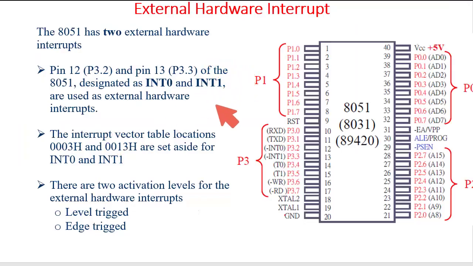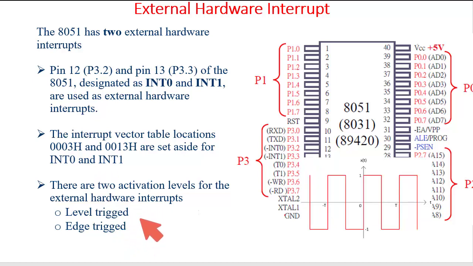Next, external hardware interrupt. In the 8051, two pins, P3.2 and P3.3, are used as external hardware interrupts. The external interrupt might come from a switch or from different sensors. When INT0 comes, the execution will shift to memory location 0003H. When INT1 comes, the execution will shift to memory location 0013H. There are two activation levels for this external hardware interrupt. One is level triggered, another one is edge triggered.